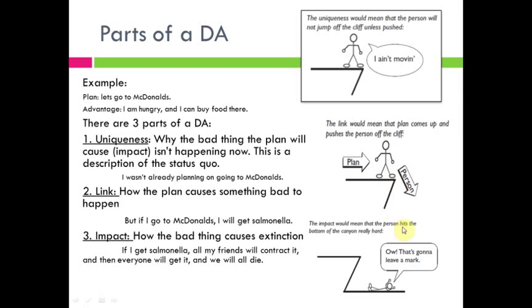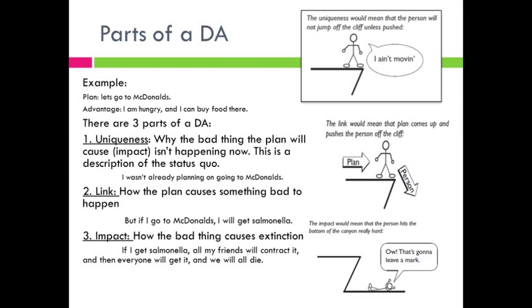Okay, and the last part is the impact. So that's how the bad thing causes extinction or some kind of other negative impact. So in the McDonald's example, it would be if I get salmonella, all my friends will contract it, and then everyone will get it, and then every single person in the entire world will die. So with this metaphor again, the impact would mean the person hits the bottom of the canyon really hard. See, there he is, down there, lying down at the bottom of the canyon. Okay, so we're going to talk about them more in depth, but that's the big idea.